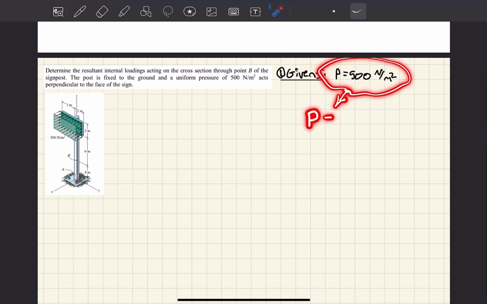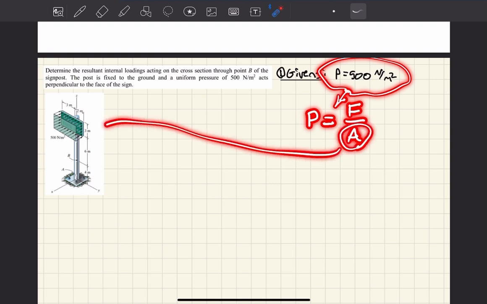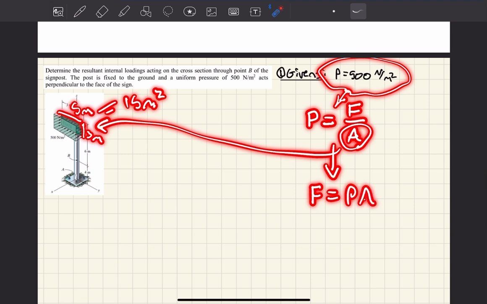Well, we use the trusty pressure or stress equation. So P is equal to F over A. How do I know the A? Well, we can easily find that. The A in this case is just where this pressure acts. So it's just 3 meters by 5 meters, right? And that's equal to 15 meters squared. So if I isolate for force, I get that force is equal to pressure times area. What's the pressure? 500 newtons per meter squared. And the area is 15 meters squared, as we described.